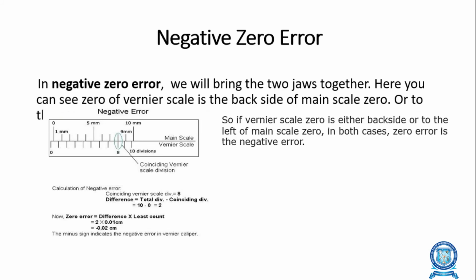Then what is negative zero error? When we bring the two jaws to each other, the vernier scale zero is behind the main scale zero. That is called negative zero error. Here, at some point, the number 8 coincides between the vernier scale and the main scale. So the coinciding division is 8. The difference between the total division and the coinciding division is 2. So zero error is equal to 2 into 0.01 centimeter. So we get 0.02 centimeter as negative zero error.